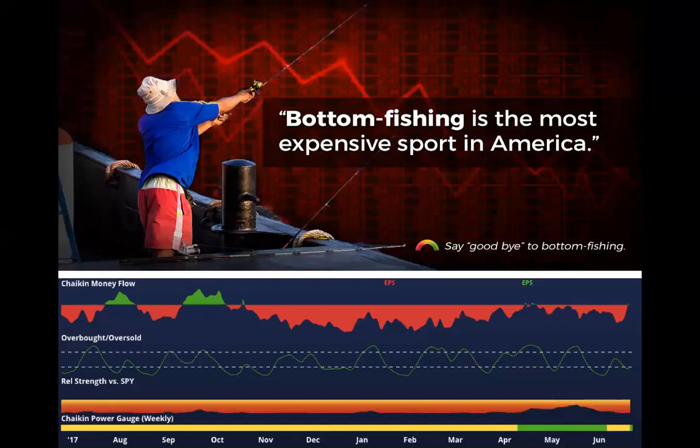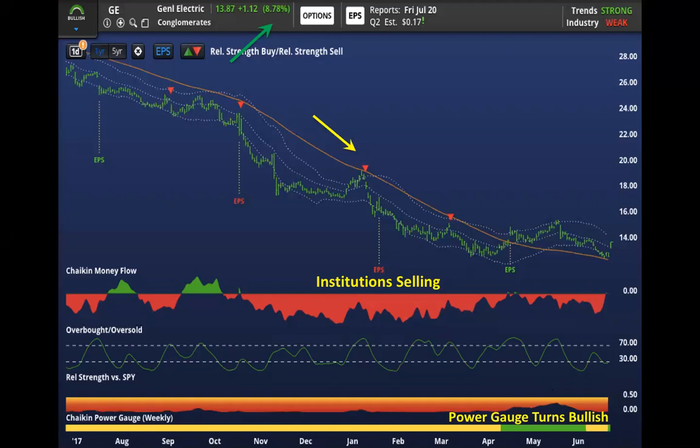Now, I said earlier that I hate bottom fishing, and when I did a live event with Jim Cramer, I was quoted as saying bottom fishing is the most expensive sport in America. So let's have a little bit of fun. At the bottom of this slide are the critical indicators that we've been talking about on this webinar. Anybody know what this stock is, which was underperforming the market for almost 2 years, where the power gauge has just turned bullish? Well, if you guessed General Electric, you were right.